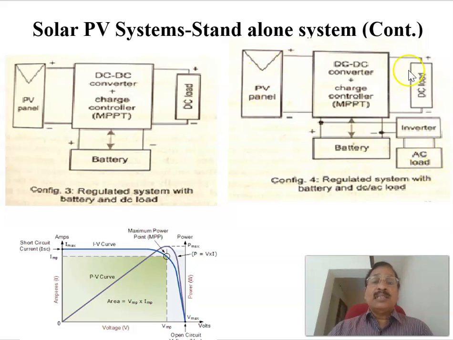So this system is again a standalone type, and that is a regulated system with battery and AC and DC load that can supply both DC load as well as AC load. Therefore, it can track the maximum power, as maximum power point tracking is there, as well as convert into DC and AC, or it can supply the DC load and AC load.